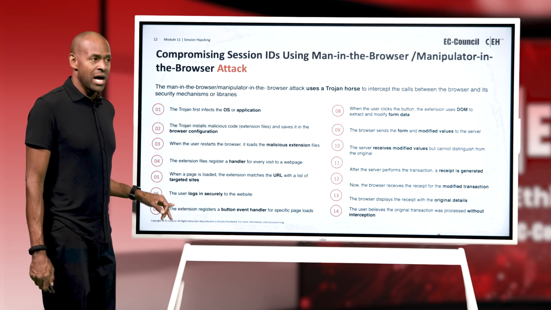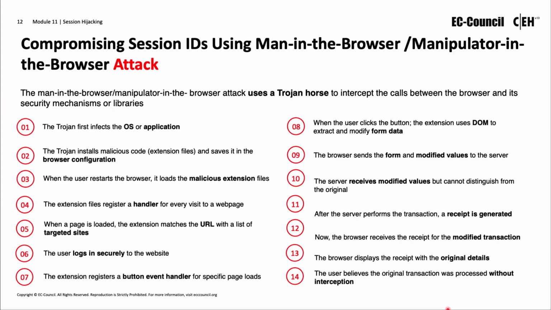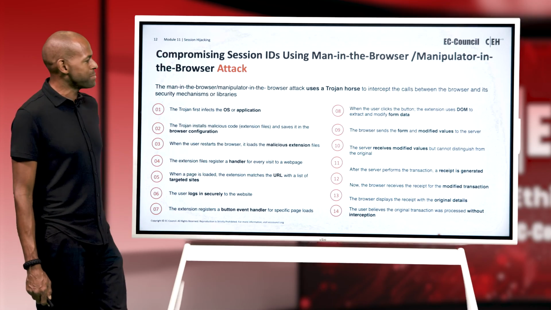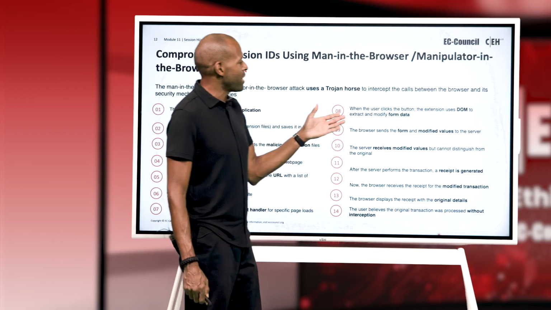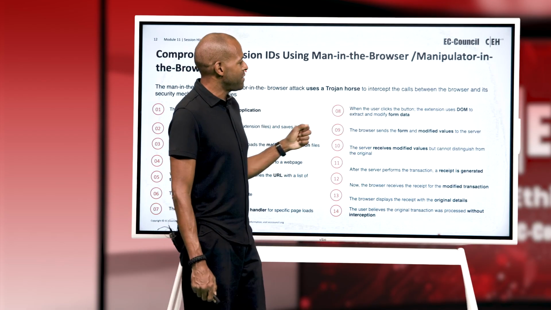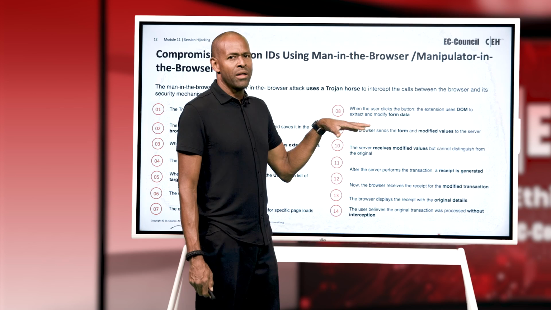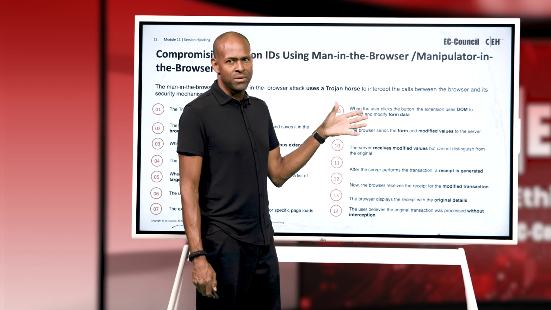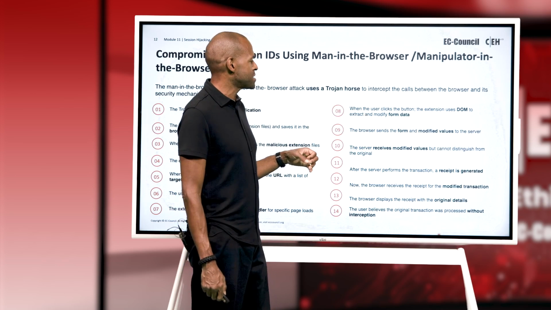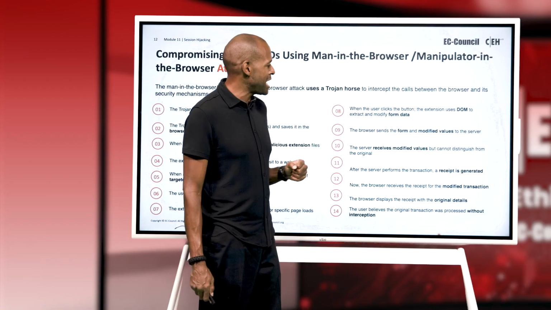So now I'm the user, and I go and I log in to my financial institution website. And now, oh, hey, that handler says, hey, there's an event. They're going to that website. So now what I do is I click on a button, and it uses the DOM. This is a model that's used in HTTP to manage page objects. We extract and modify data.